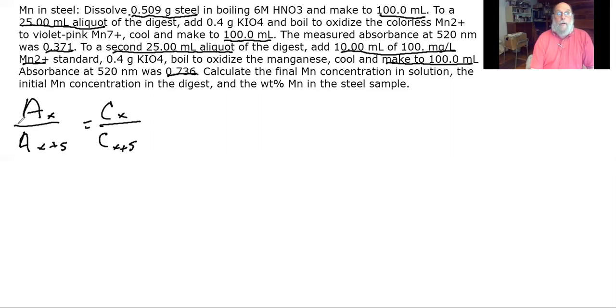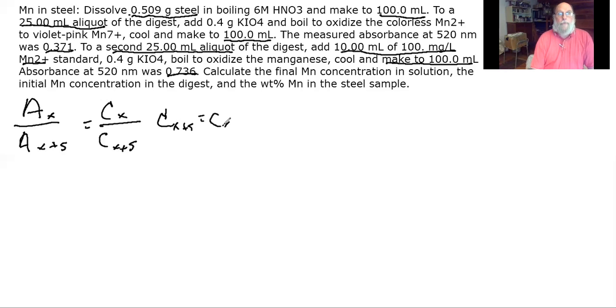So anyway, we set up a proportion: the absorbance, or whatever instrument reading you're going to take, of the unknown X is to the absorbance of the spiked X plus standard, as concentration in the unknown is to the concentration of the spike standard. So we can quickly calculate that.